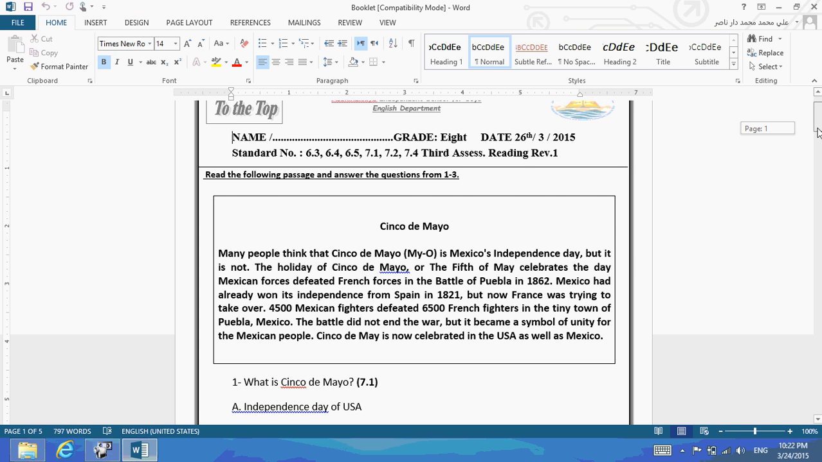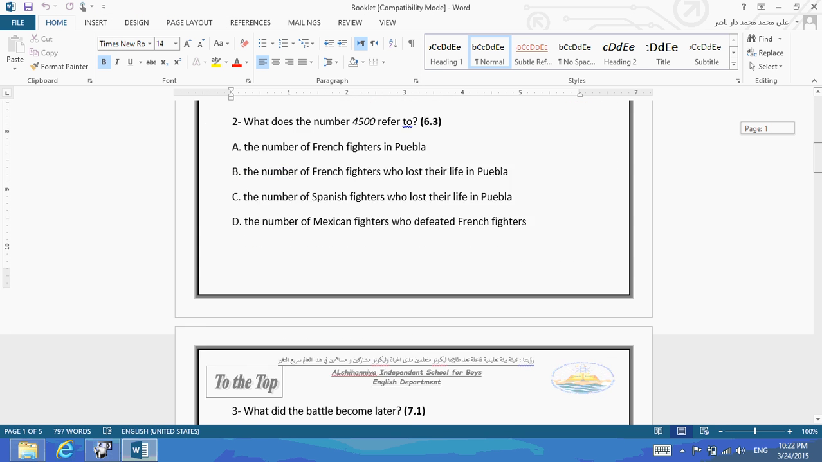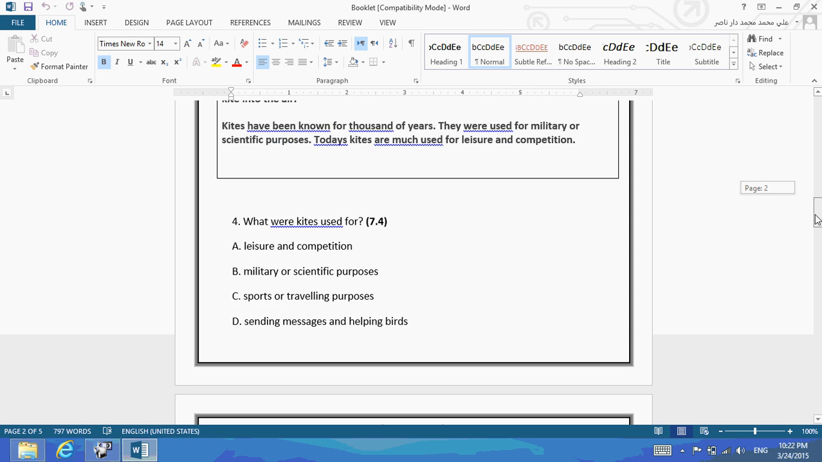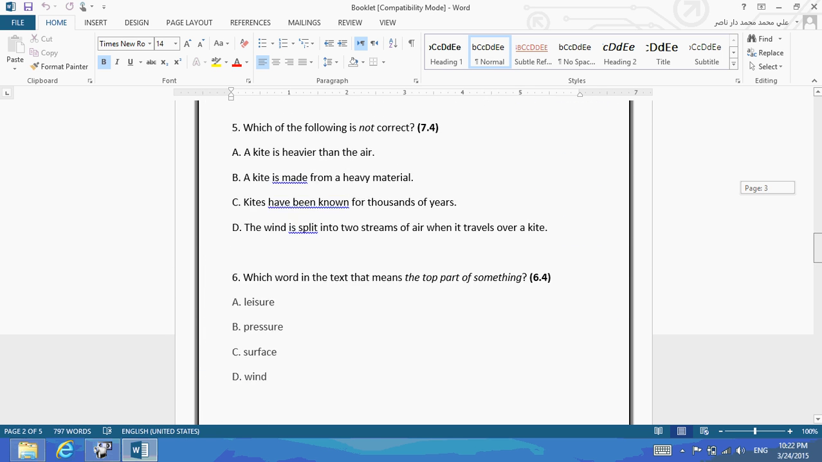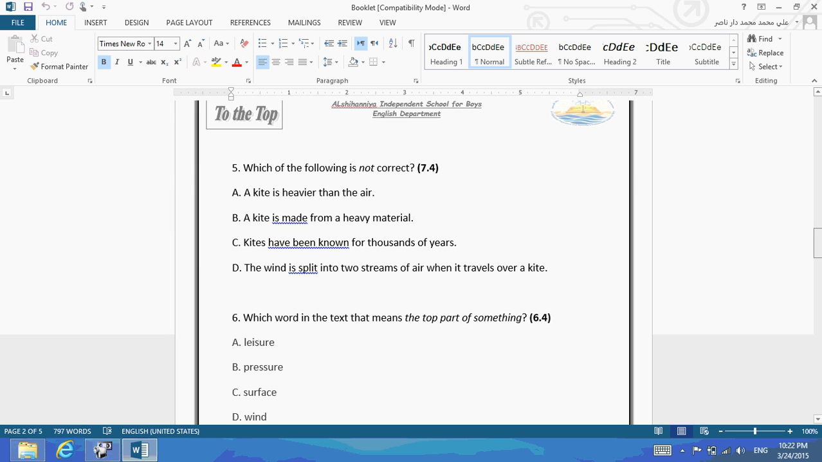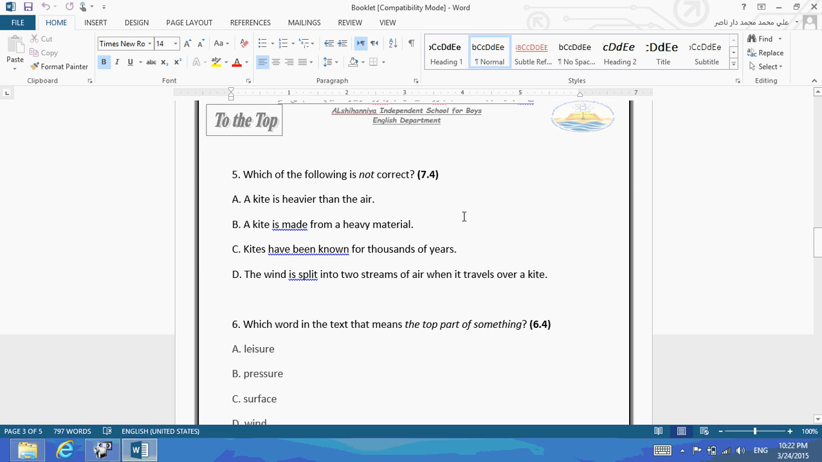The second text included in the third assessment is a kind of text called explanatory text. The concerning standards are 7.4 and 6.4. 7.4 is the standard which is concerned with explanatory text. Explanatory text usually is filled with passive sentences.